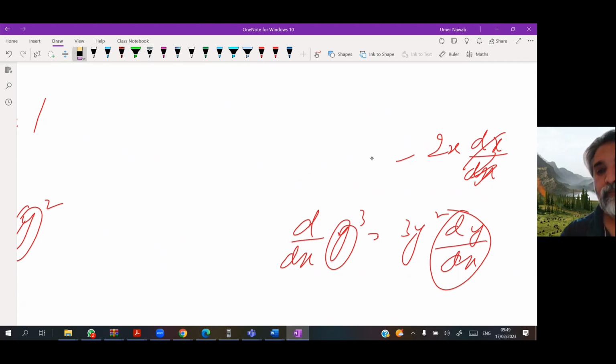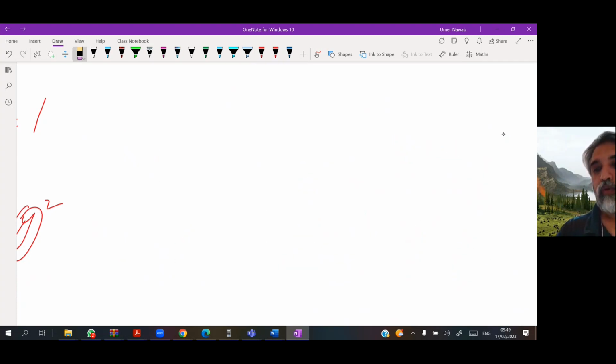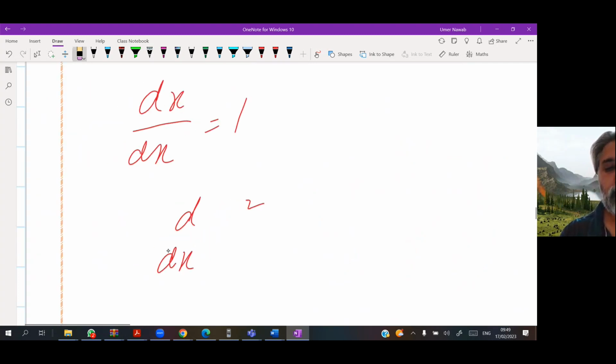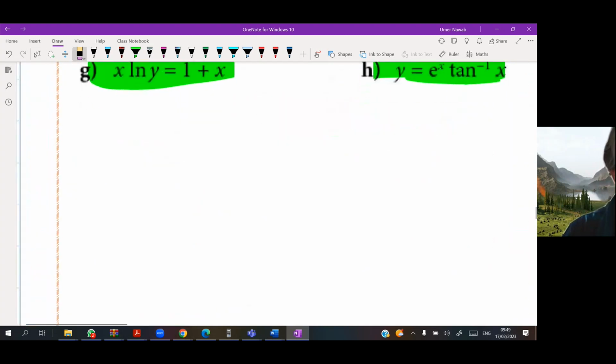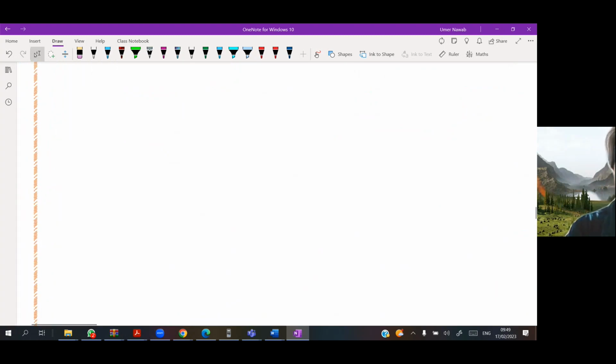Let's start with the implicit differentiation. I'm going to write the first question on implicit differentiation. First question, A.